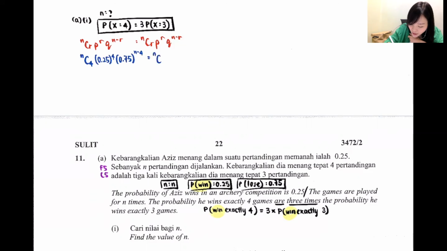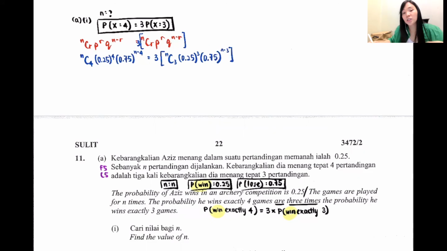Same for this, out of n people, 3 of them win. Sorry, there's a 3 in front, I almost forgot that. So 3. Out of n people, 3 of them win. Probability of win, 0.25 power 3. Probability of lose, 0.75. Then the rest of them lose, which is n minus 3.